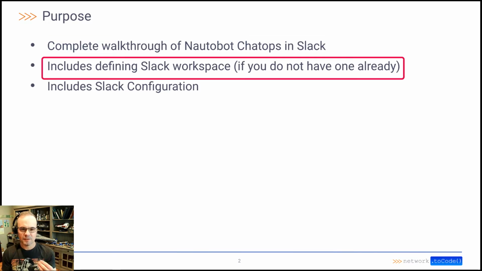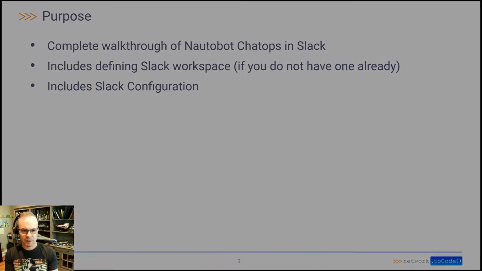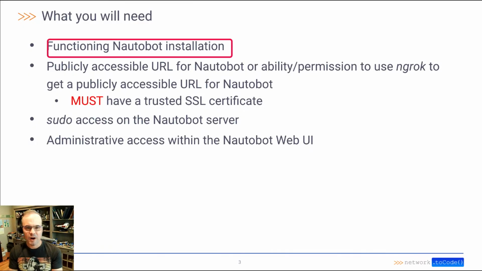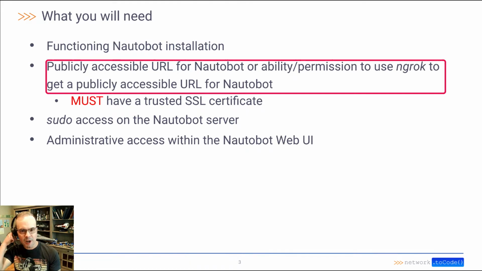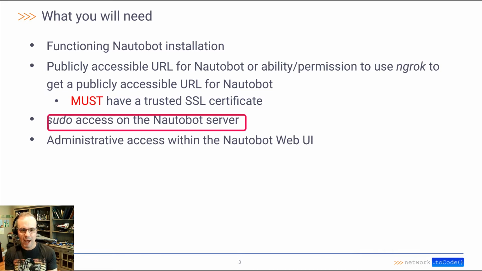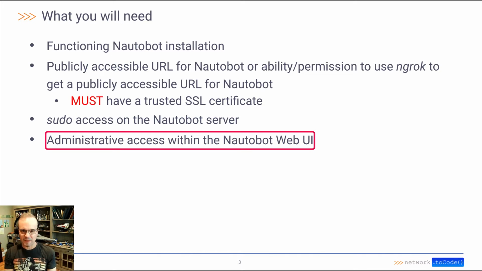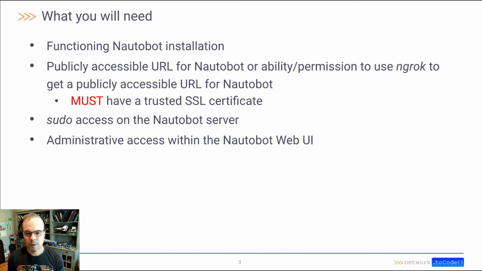This includes defining the Slack workspace if you don't have one already, and it also includes the Slack application configuration. You will need a functioning Nautobot installation, a publicly accessible URL for Nautobot, or the ability and permission to use ngrok to get a publicly accessible URL for your Nautobot installation. You'll need sudo access on the Nautobot server, and you'll also need administrative access within the Nautobot web UI.